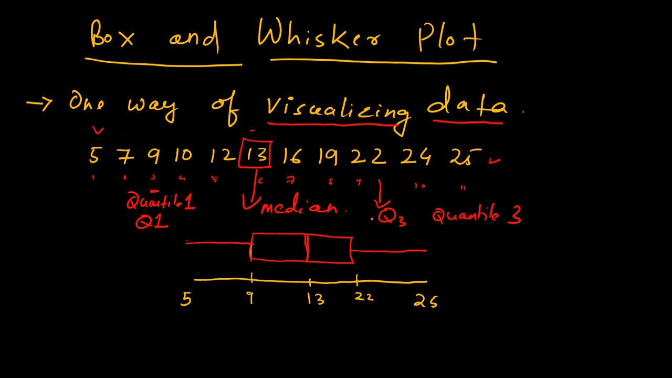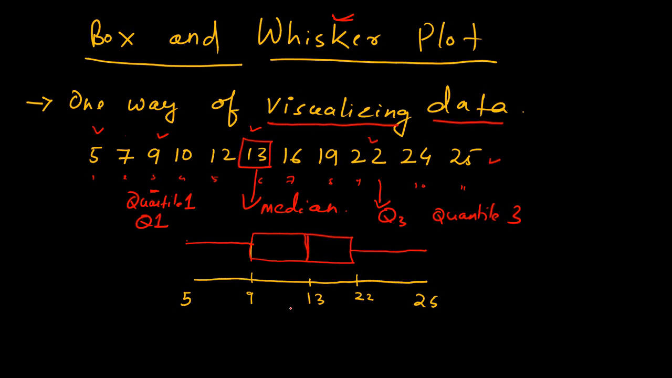All right. So I've got quantile 1, which is 9, median, which is 13, and quantile 3, which is 22. Now, the majority of the numbers, or 50% of the numbers, lie between 9 and 22. And we'll put that in a box, and the rest of the numbers we'll put in what is known as whisker, right? And hence we call that box and whisker.